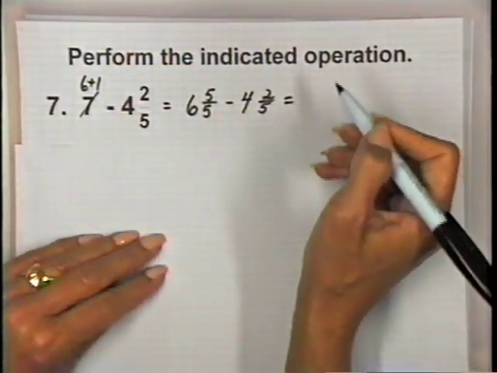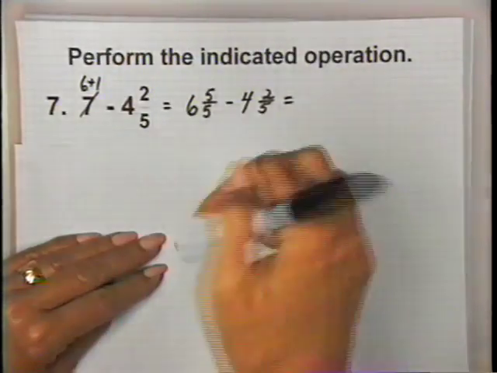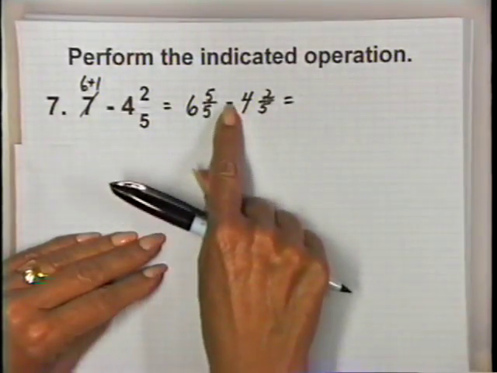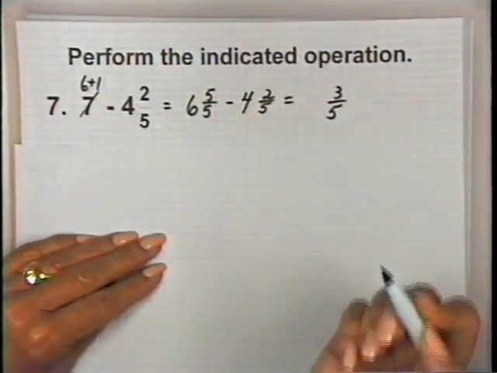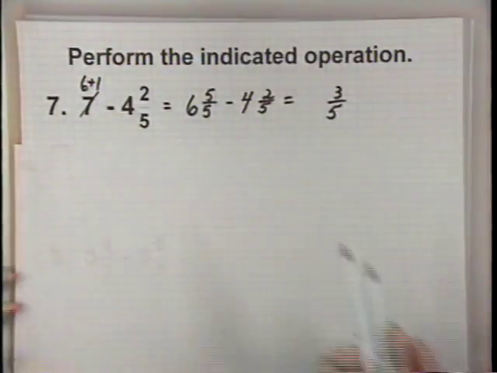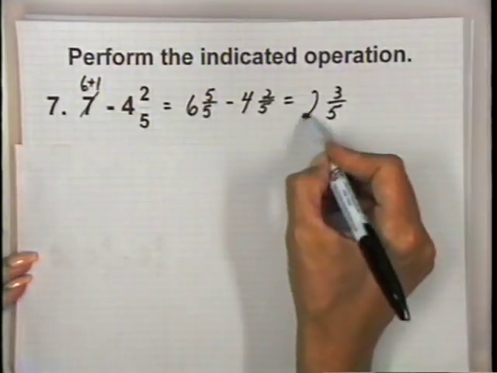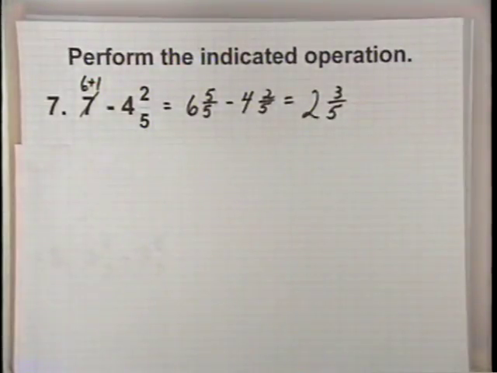Now let's subtract. Fraction subtract fraction. 5/5 subtract 2/5 gives me 3/5. And now whole number subtract whole number. 6 subtract 4 gives me 2. 3/5 is reduced. So my answer here is 2 and 3/5.